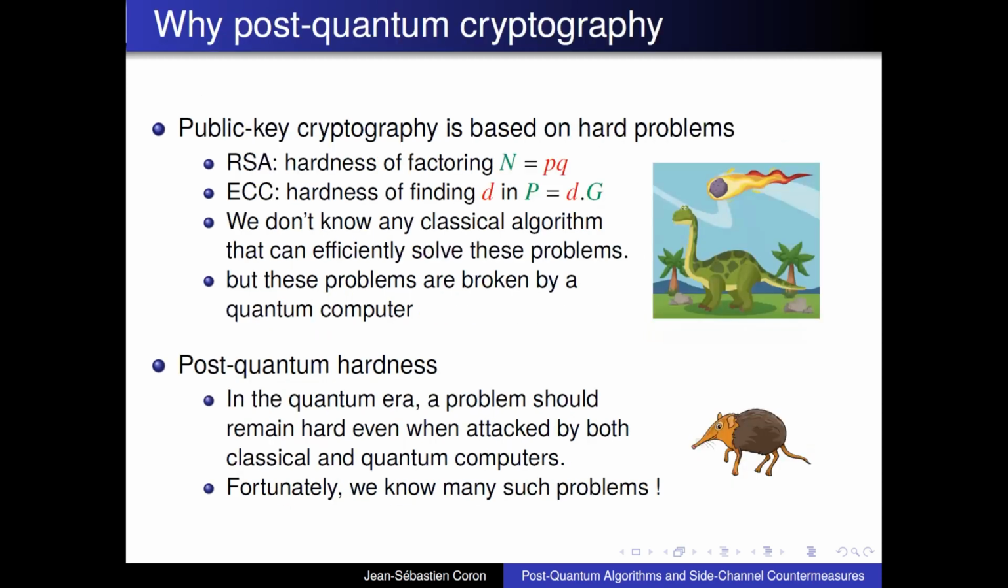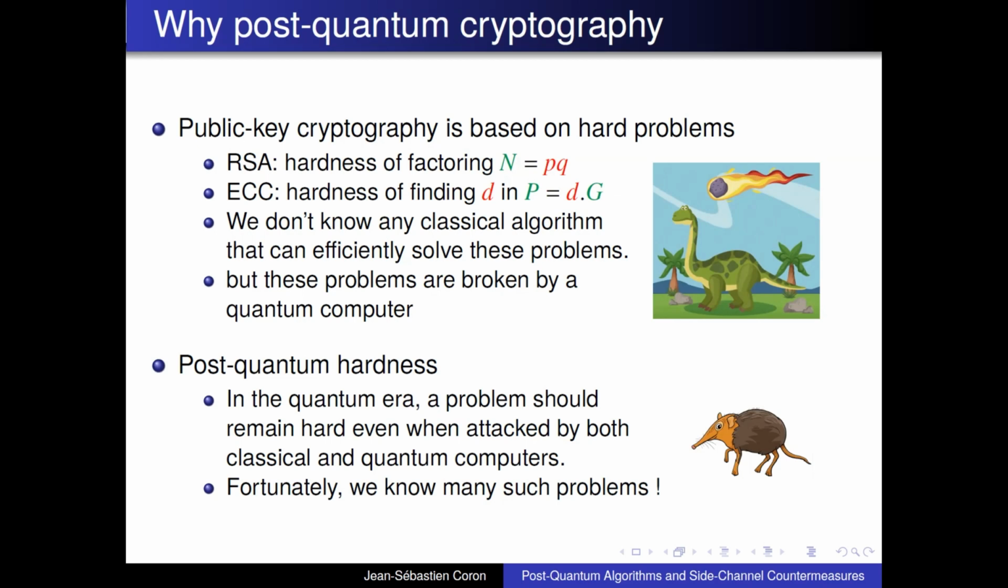So first, the motivation for post-quantum cryptography. As you know, public key crypto is based on hard problems. For example, RSA is based on the hardness of factoring, n equals p times q, and ECC is based on the hardness of the discrete log problem in the elliptic curve. And so we don't know any algorithm to break these schemes and to solve these problems efficiently, at least on a classical computer.